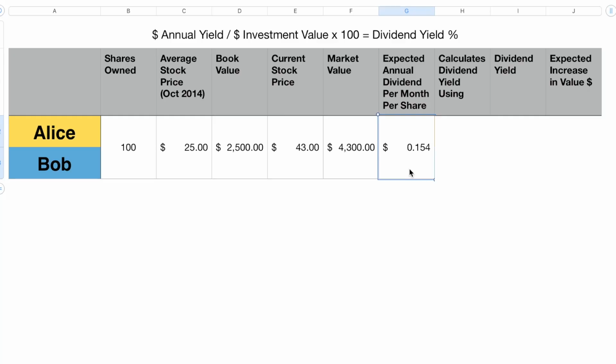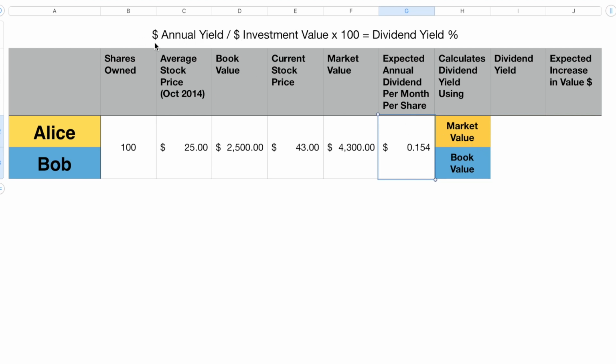We also have to assume that the dividend yield is going to stay consistent. So currently A&W is paying 15.4 cents per month. So we're going to plug that into the calculation. The expected annual dividend per month per share is going to be 15.4 cents. There's two ways we can calculate this.